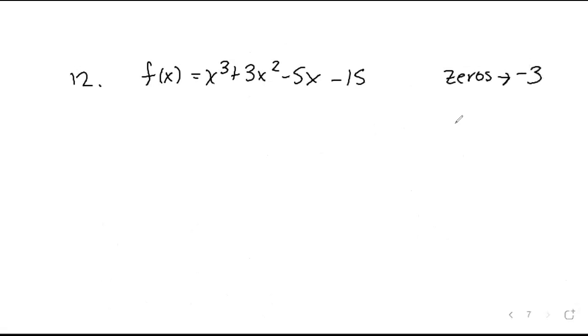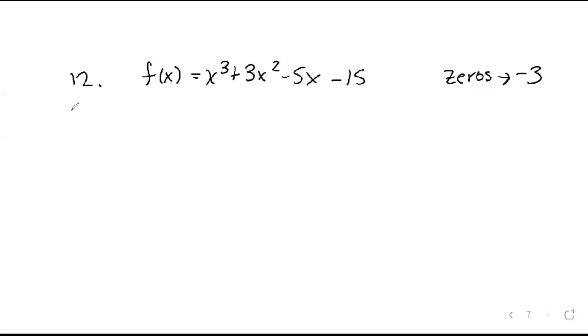Number 12 says you have a function. Your function is x to the third plus 3x squared minus 5x minus 15. And they tell you that one of your zeros is negative 3. And it says find the other zeros. Okay. So one of your options is to go to your poly root finder and type it in and see if it'll give you the roots, right, on your apps. But more than likely, the other roots are going to be imaginary or they're going to be square roots and you're going to have some issues from there.